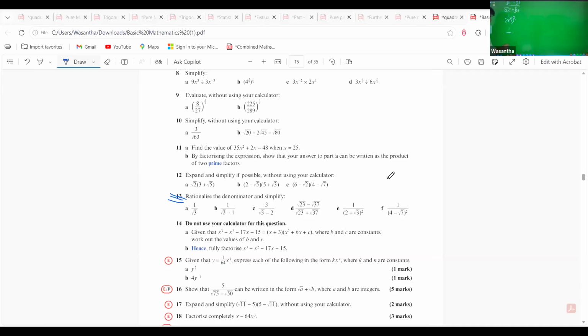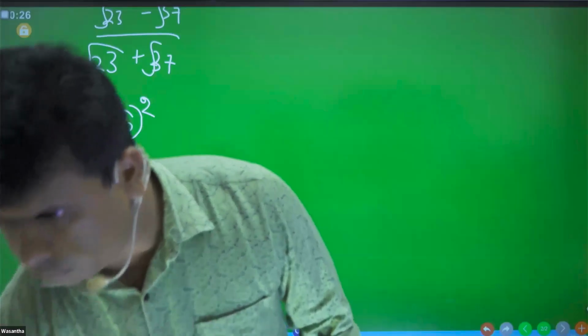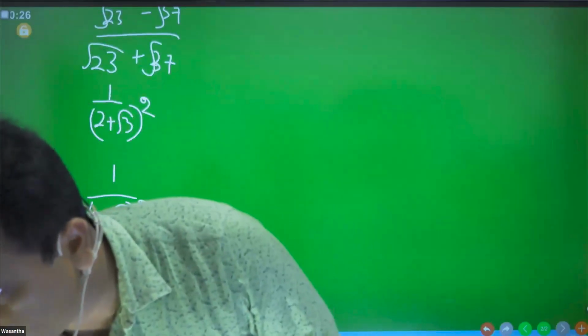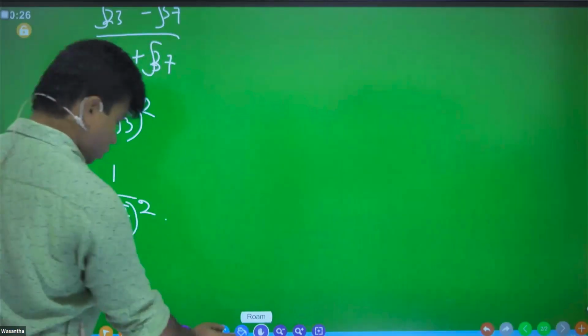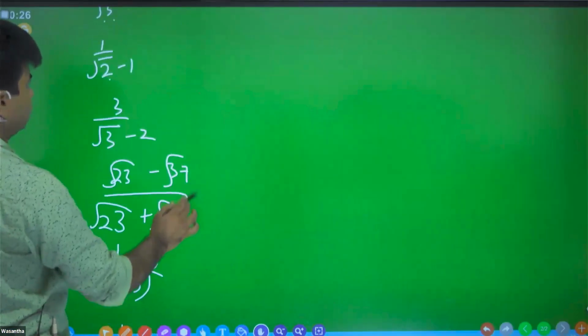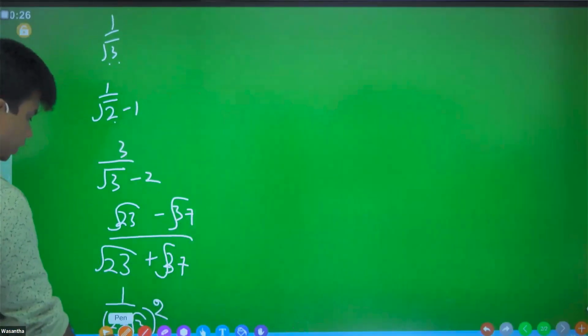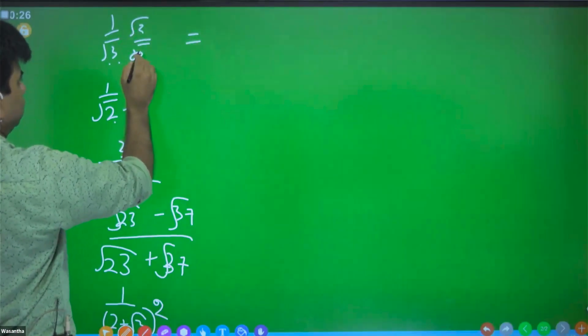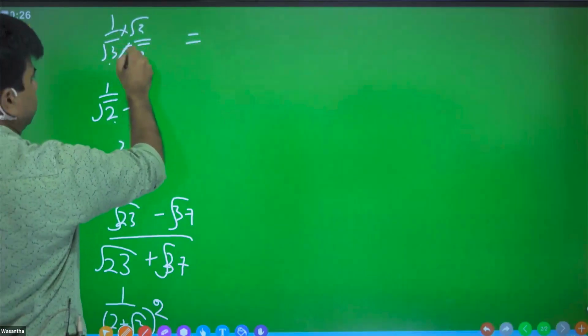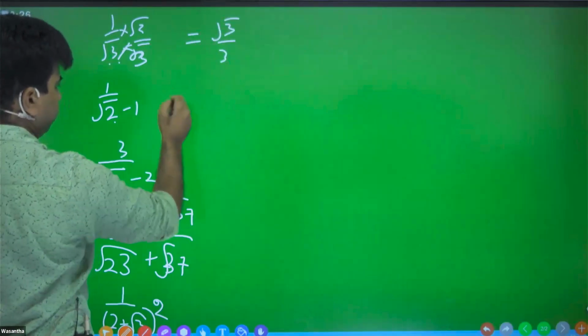1 over 4 minus root 7 squared. Right. Okay. Then, now this is very simple, right? I'm not going to discuss the first too much because it is very simple. Multiplying by root 3 and dividing by root 3, you get root 3 over 3, okay?